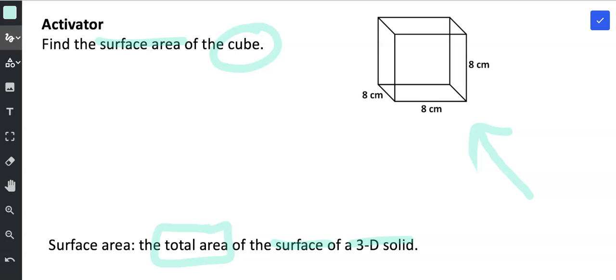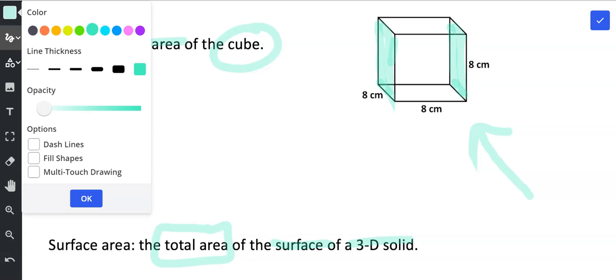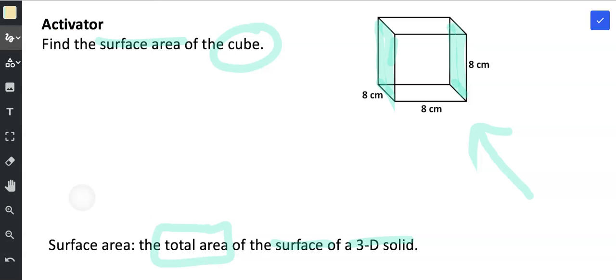Now I want you to imagine that I am painting the faces on the outside of the cube, and I'm just going to paint the left surface first. So the left face, we have one left face, and then we have one right face. Then I'm going to go ahead and paint the face at the bottom of the cube, and then the face at the top of the cube. And so far, I have painted 1, 2, 3, 4 faces.